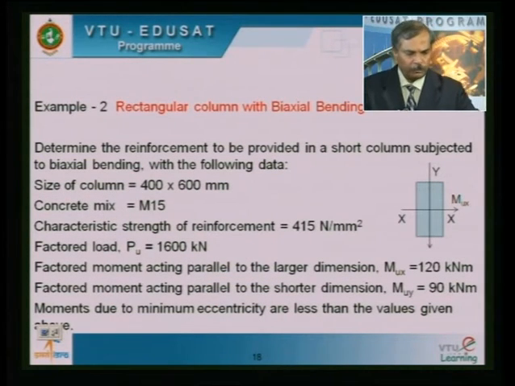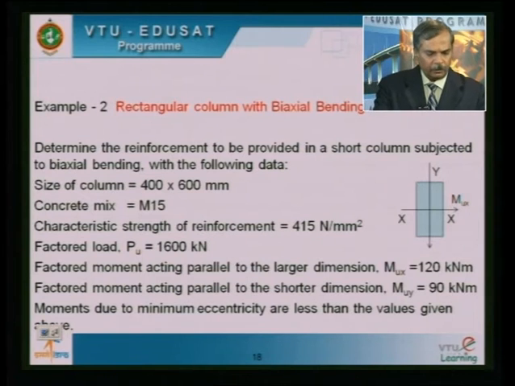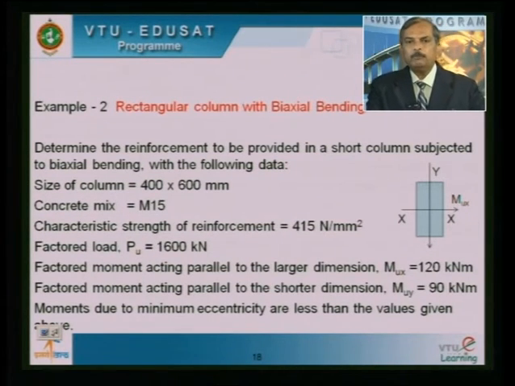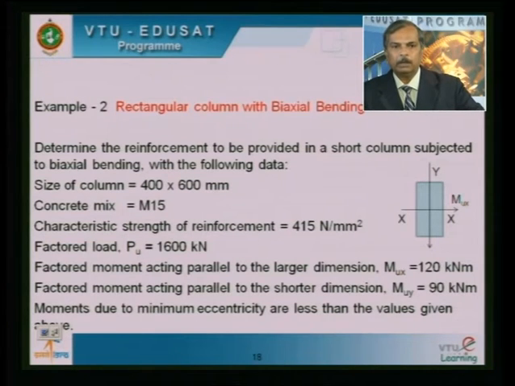Let us go to the second problem, which is on the rectangular column. The problem goes like this. Determine the reinforcement to be provided in a short column, and he has already given the column as short, otherwise we need to check, and that is what we did in the previous problem. Subjected to biaxial bending with the following data. Size of the column 400 by 600 mm. If you see this size, the previous size was 250 by 250, very small, but here the shorter dimension itself is 400, significantly higher. 400 by 600 means definitely your column is able to carry significant load and moment.